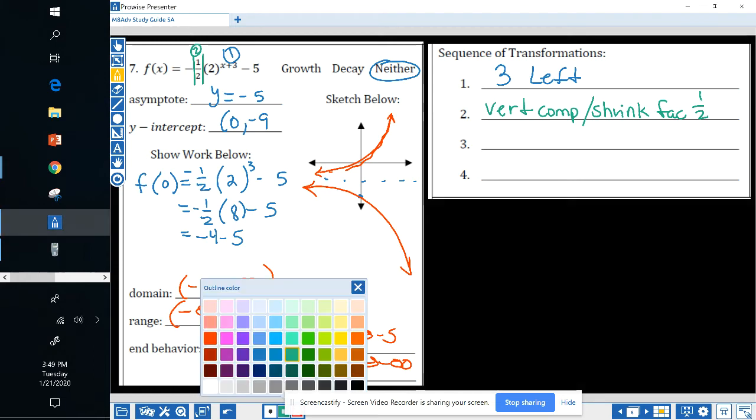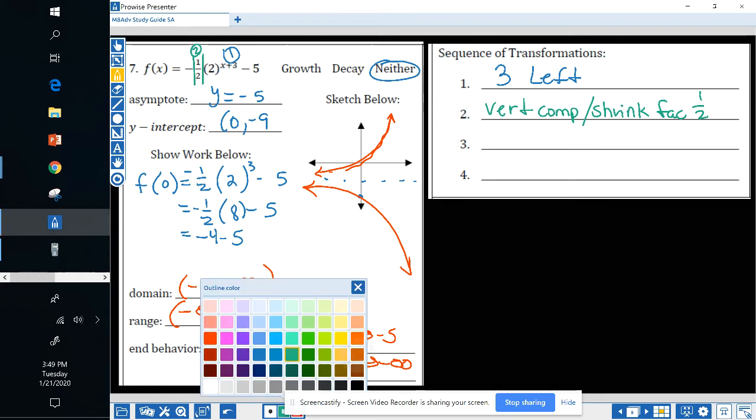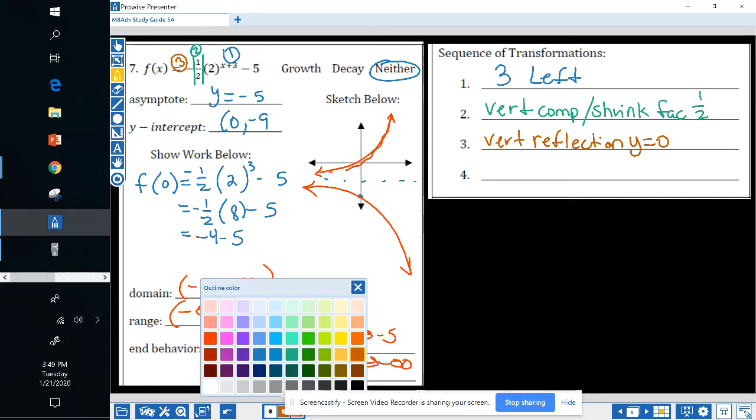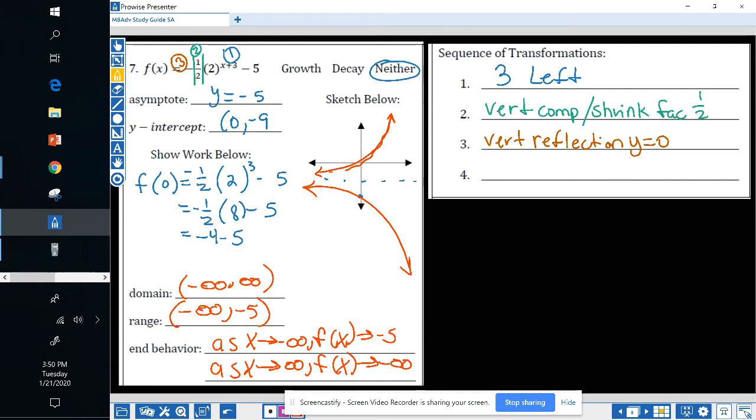Now we're going to look at the negative part of the a. So that negative is going to be 3, and that's going to be a vertical reflection across y equals 0, or the x-axis. And then lastly, we have the -5. This means we are going to go down 5 units.